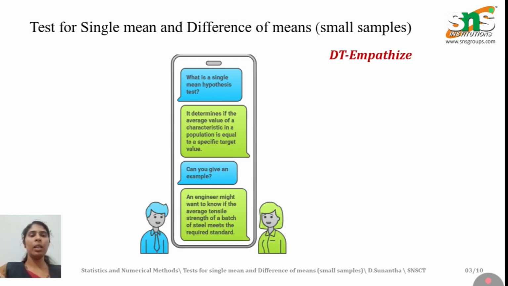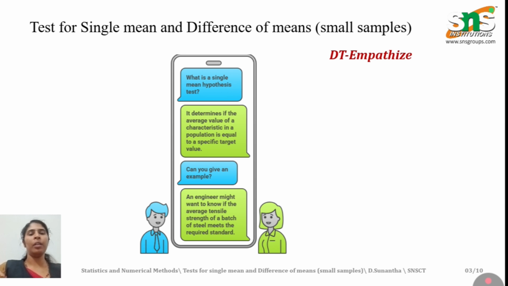So here is the empathy part of the student t-test, in which we see why we need to use the small sample test, single mean and difference of mean. What does a single mean hypothesis test mean? It determines if the average value of a characteristic in a population is equal to a specific target value.